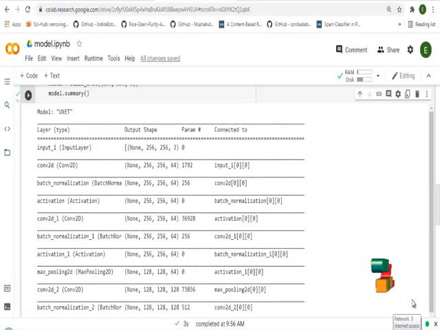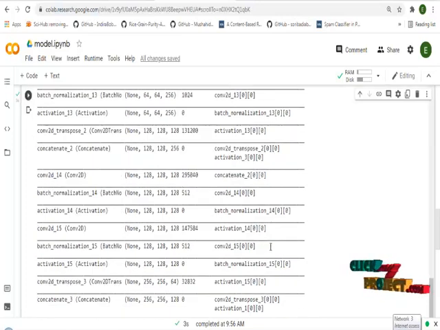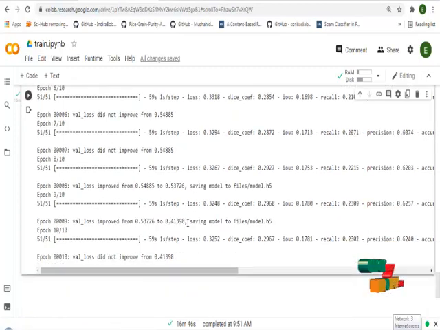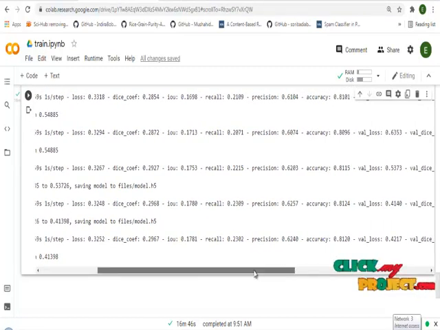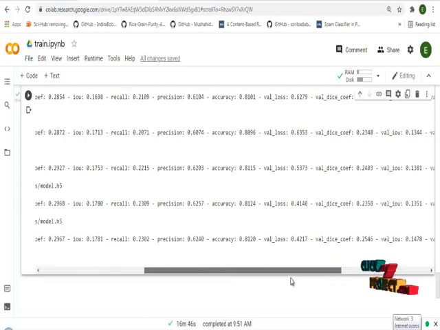I have run my project in Google Cloud. This is the model summary of the UNet architecture model. And the UNet accuracy is 81% and validation accuracy is 74%.